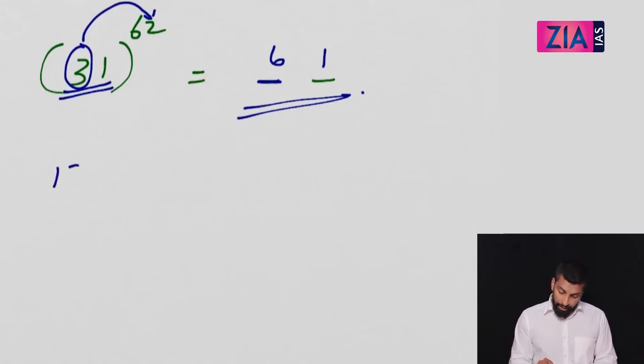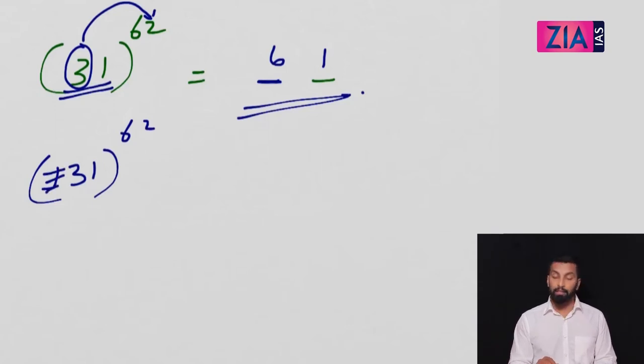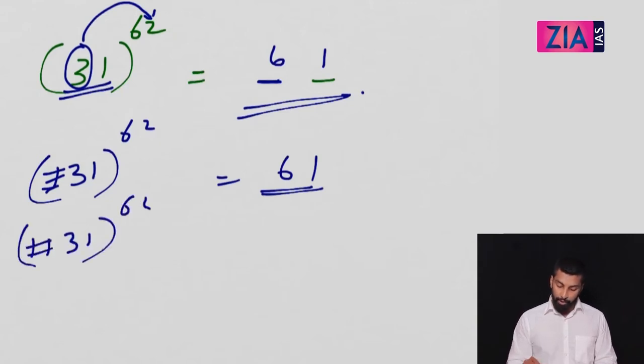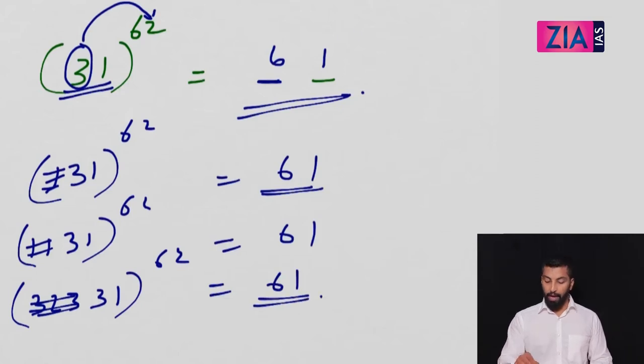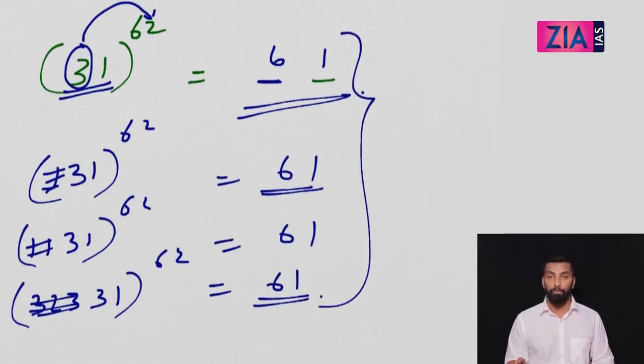What if the question is 131 raised to 62, to find the last 2 digits? Only the last 2 digits are important, we don't want this, so the answer is still 61. What about 1131 raised to 62? This is not important. The answer is 61. What about 32331 raised to 62? This is not important, so the answer is 61 itself. I hope this is clear for all of you.